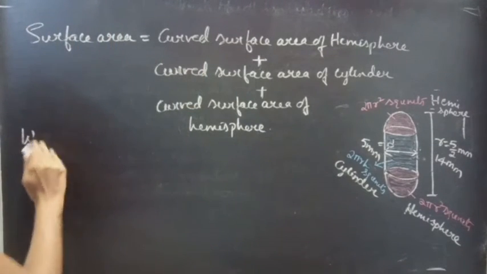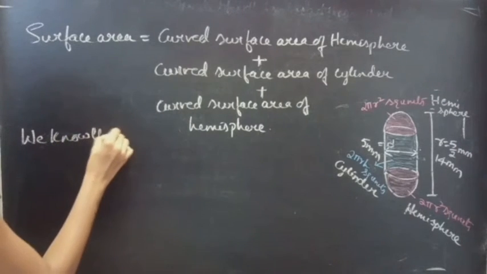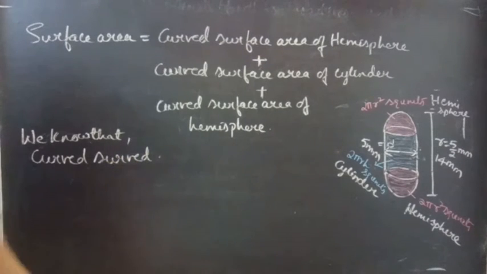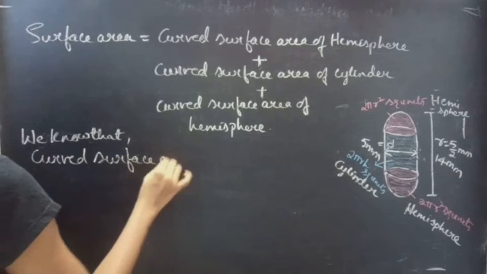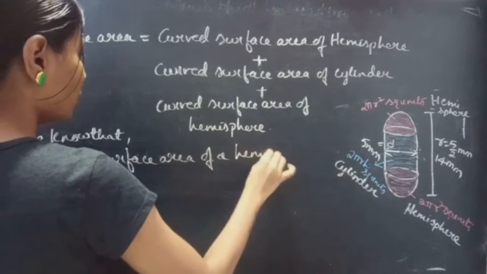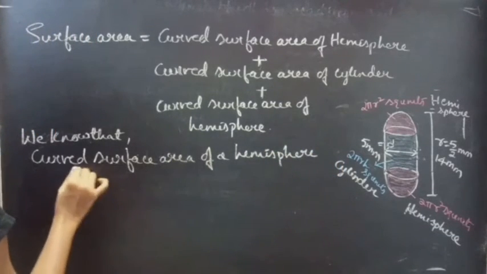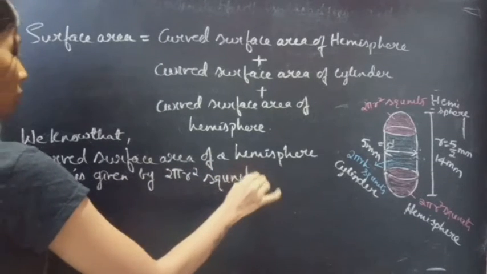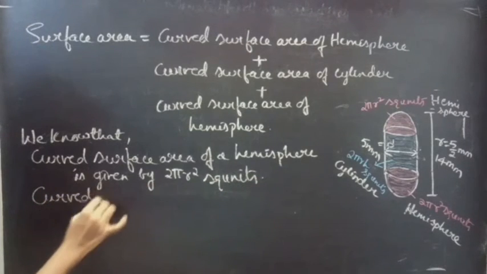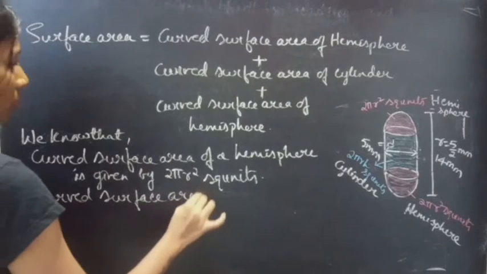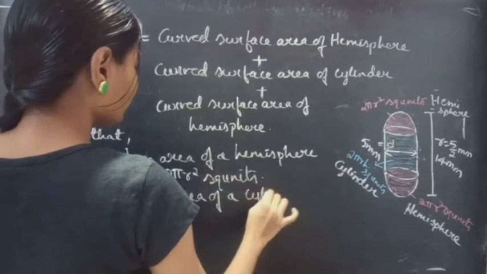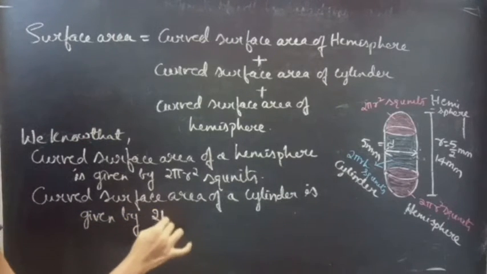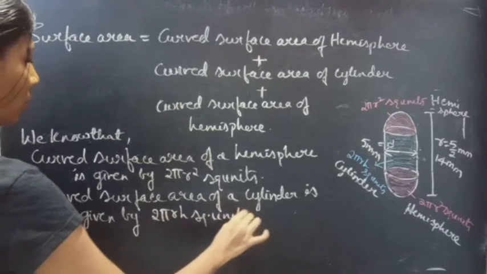We know that the curved surface area of a hemisphere is given by 2 pi r square units, and the curved surface area of a cylinder is given by 2 pi r h square units, right?